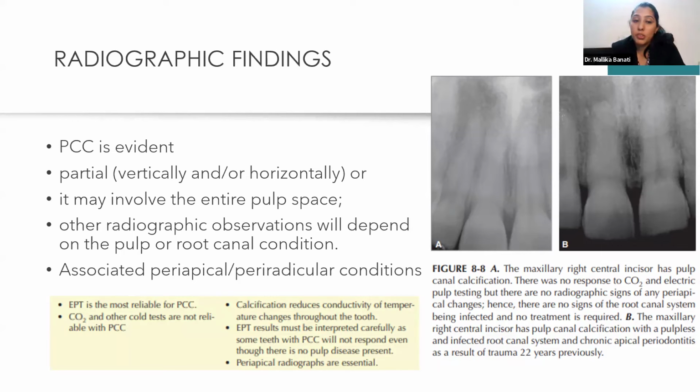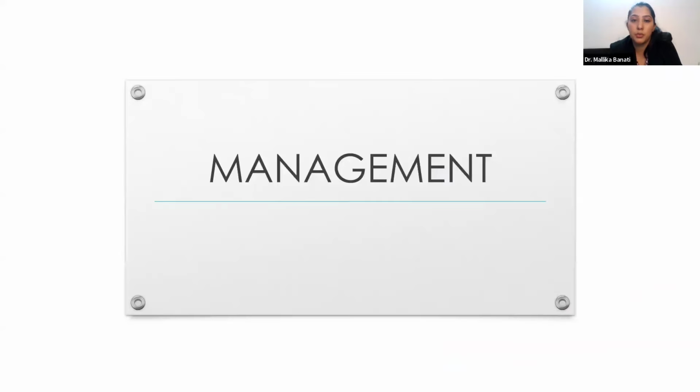EPT is the most reliable test for pulp calcification. Calcification reduces the conductivity of the temperature, so the temperature change tests are not exactly recommended. EPT results must be interpreted carefully, as some teeth will not respond even though there is no pulp present. So there can be a false positive and a false negative in such cases too.